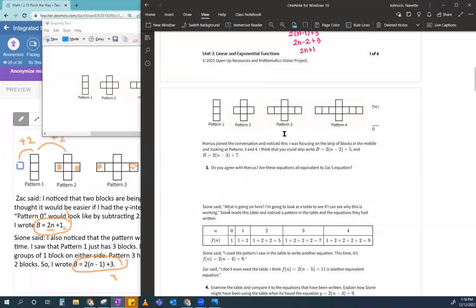Okay, so let's stare at this. Where do you see n minus 2? Where do you see the 5? Where do you see the n minus 3? And where do you see the 7? So here, your job is to look at where you see all this stuff. Where do you see the 5 in this case? Where do you see the 7 in this case?